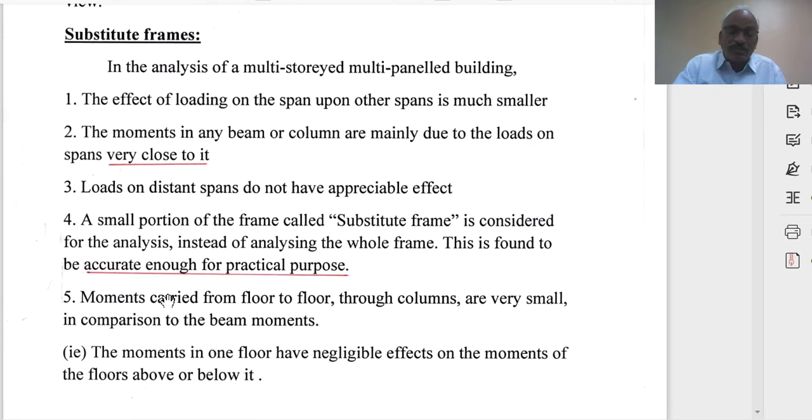And the moments carried from floor to floor through columns are very small in comparison to the beam moments. So the moment occurring in a column of floor number 4 will not be transferred to floor number 3 or floor number 2. In beams it will be getting transferred, whereas the moments from floor to floor through columns are very small in comparison to the beam moments.